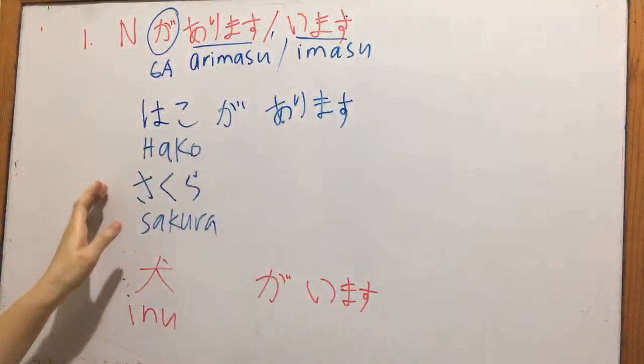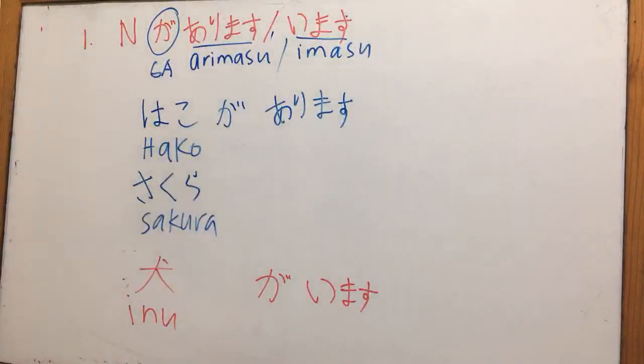So, hako ga arimasu, sakura ga arimasu, teburu ga arimasu. Minasan, you can write your examples in there. Saru ga imasu. Saru ga imasu, reizoko ga arimasu. Computer ga arimasu. For imasu, we have inu ga imasu. Onna no hito ga imasu. Otoko no ko ga imasu. For example, your friend, Sumito-san ga imasu. Tanaka-san ga imasu. Okay? Neko ga imasu.